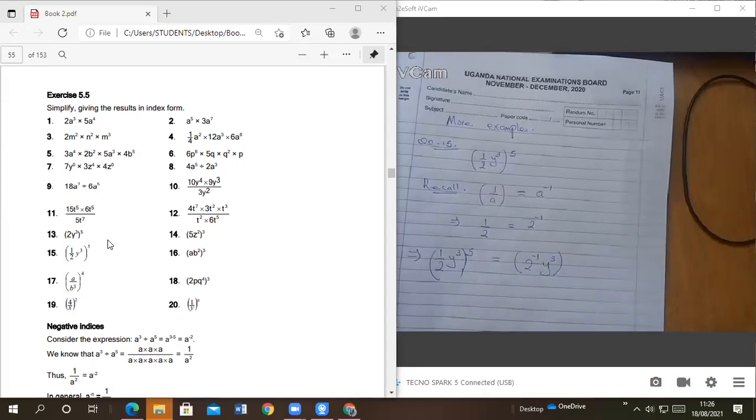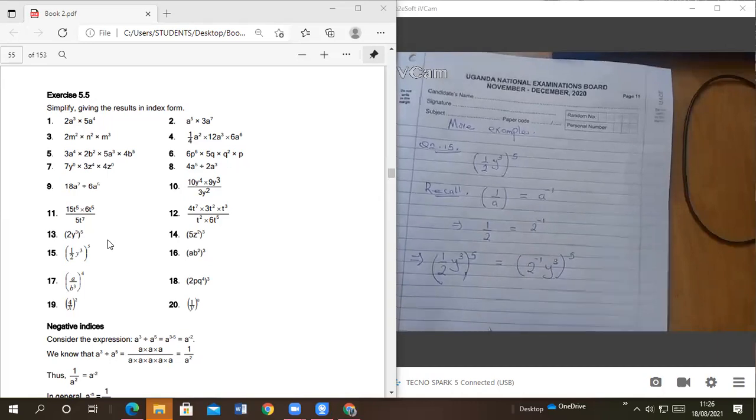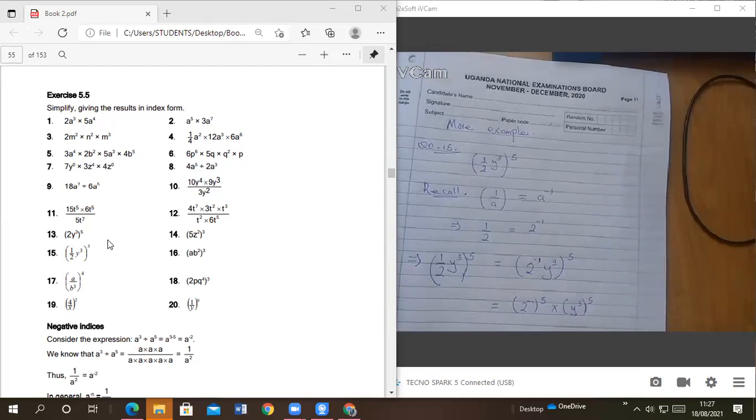Then y to the power 3, then the power 5. This bracket and this power 5 is for all of them. We said if a number is raised to another power, we multiply the powers. So now this can be the same as 2 to the power negative 1 to the power 5, times y to the power 3 also to the power 5.